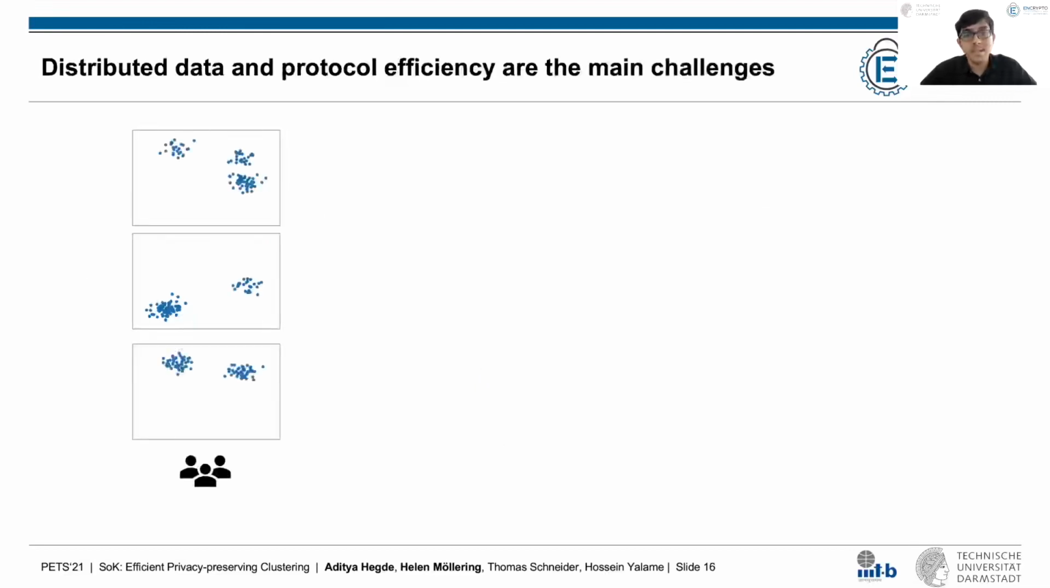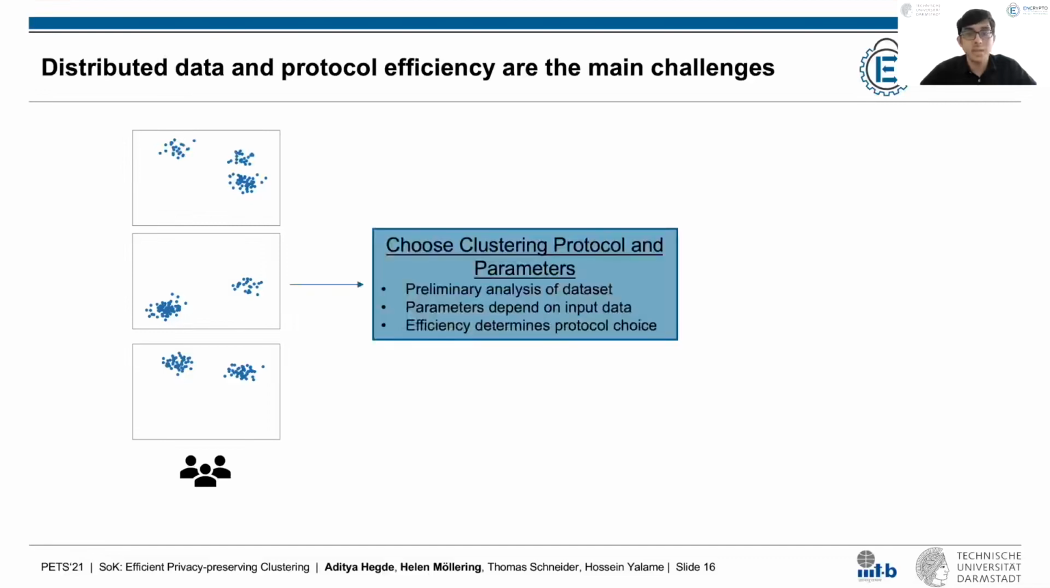Now let's look at the challenges that arise when using secure clustering protocols in a similar workflow. In this case, the dataset is distributed among multiple data owners that wish to cluster on the combined dataset. As mentioned previously, no algorithm performs well on all datasets. Moreover, the protocol parameter values have a significant impact on the clustering quality, and the optimal value of some parameters depends on the input data. Since the dataset is distributed among the data owners, there is no easy way to perform a preliminary analysis on the combined dataset. Now, this makes it hard to choose a suitable algorithm and its parameters.